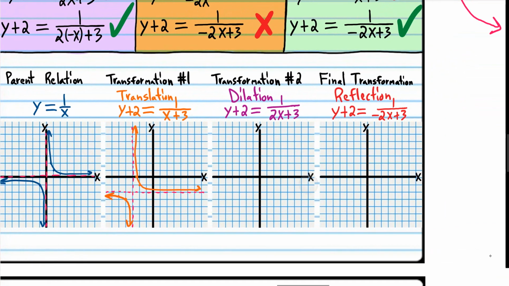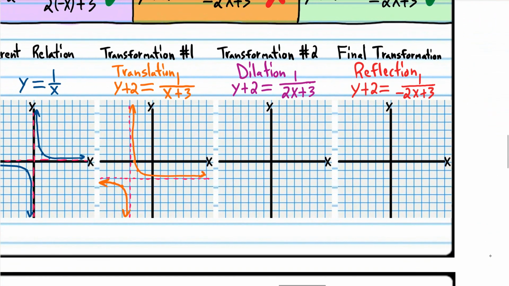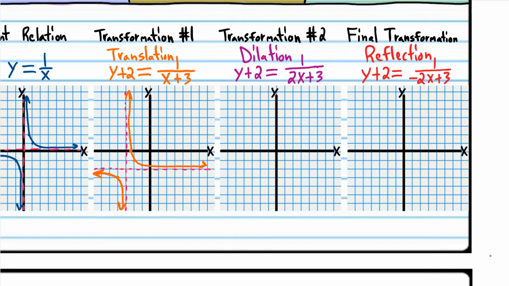Okay, then we're going to dilate. We're going to replace x with 2x. That tells us to divide all x values by 2. And so that's going to change the position of the vertical asymptote. Right now the vertical asymptote is at x equals -3, but we're going to divide by 2, so it's now going to be at -1.5.